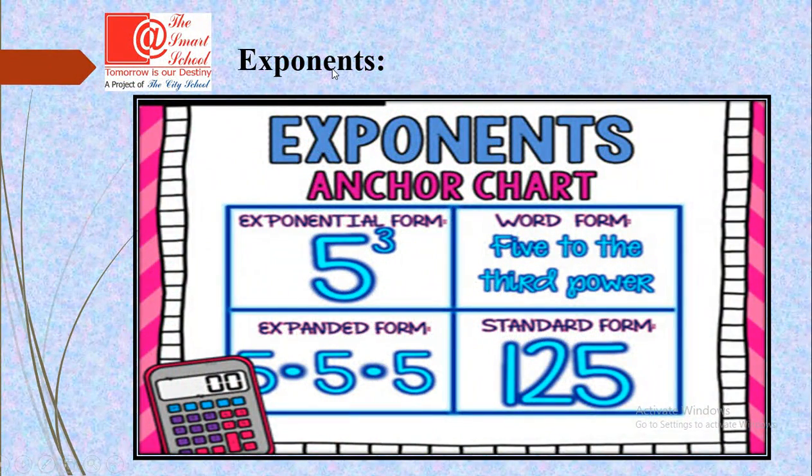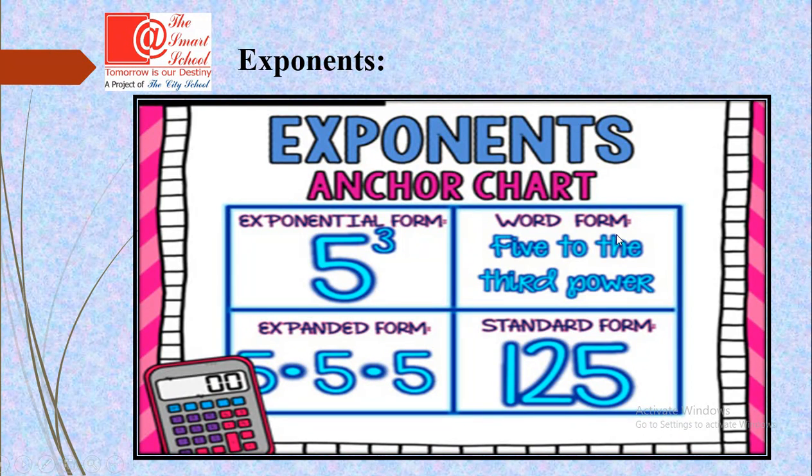Now, exponents. You people have done exponents in your earlier classes, but you learn indices. We call exponents as indices or powers. I want to revise this, that exponential form is 5 cube. Any number with a power is called exponential form. It can be 3 square, it can be 10 power 4. So this is exponential form.